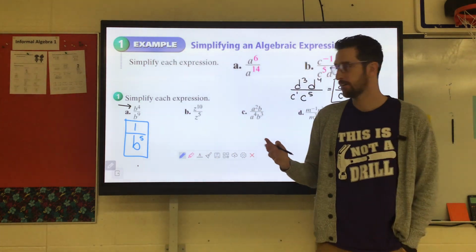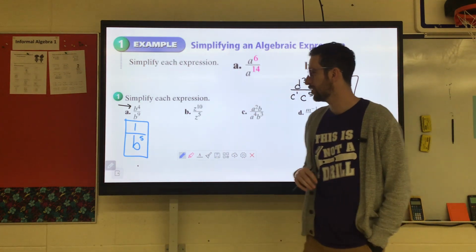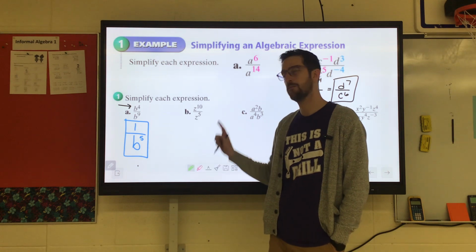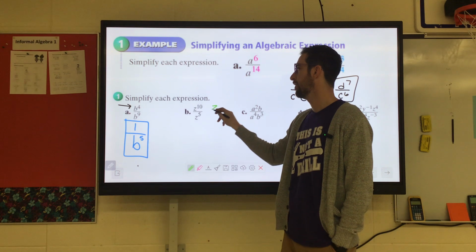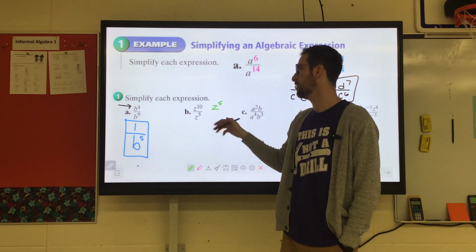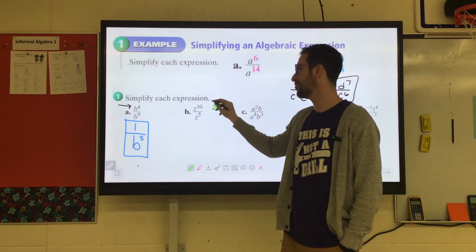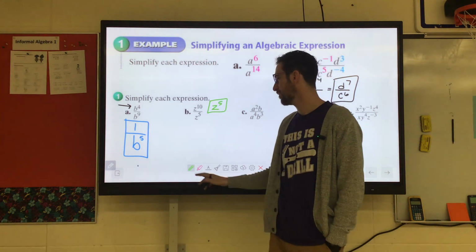Letter B. We have z to the 10th over z to the 5th. There are more up top in the numerator, so that's where they're going to end up. 10 minus 5 is 5, so it'd be z to the 5th over 1, which is just z to the 5th.